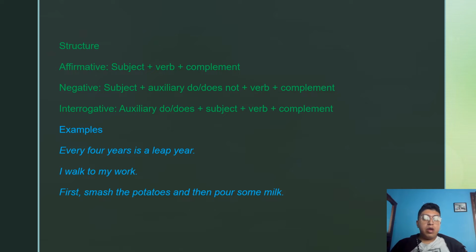The structure: affirmative is subject plus verb plus complement. Negative is subject plus auxiliary do/does not plus verb plus complement. Interrogative is auxiliary do/does plus subject plus verb plus complement. Example: every 4 years in the lab year I walk to my work, first smash the potatoes and then pour some milk.